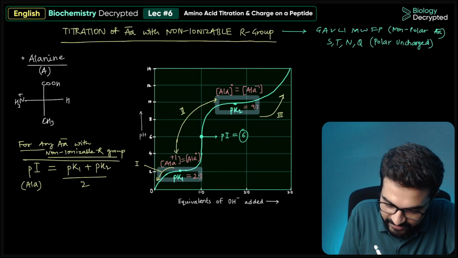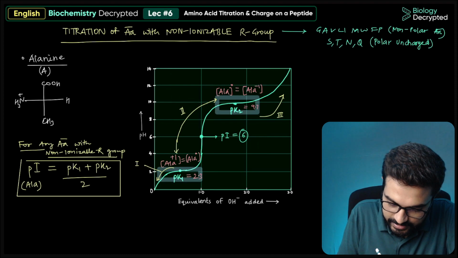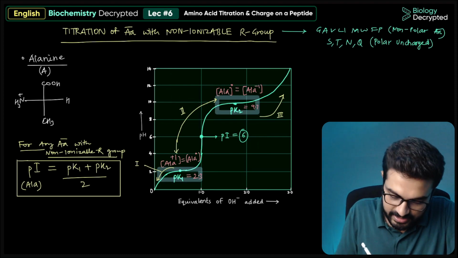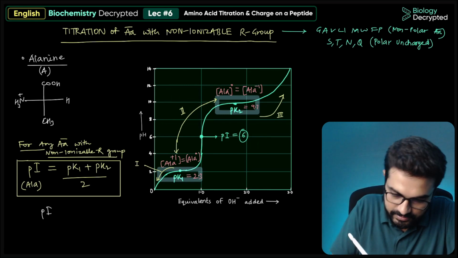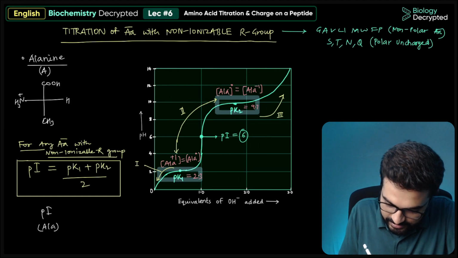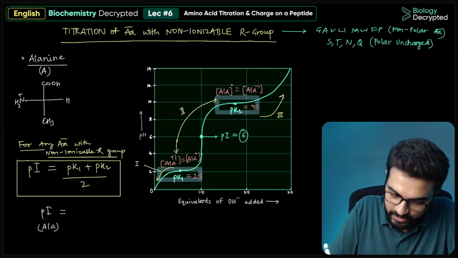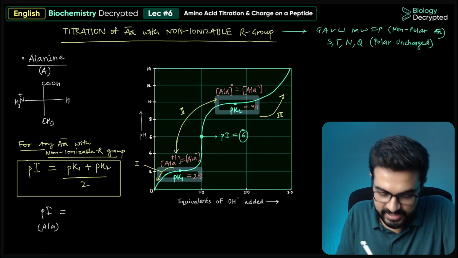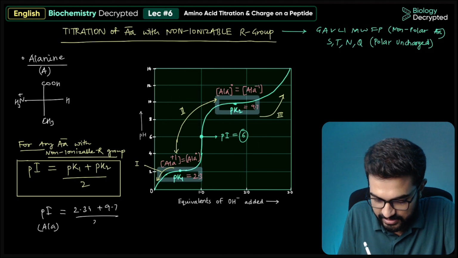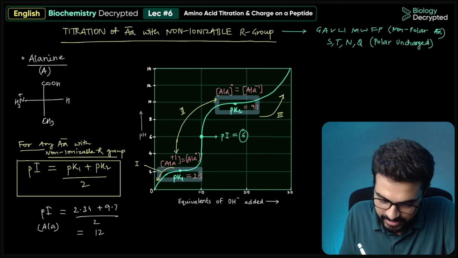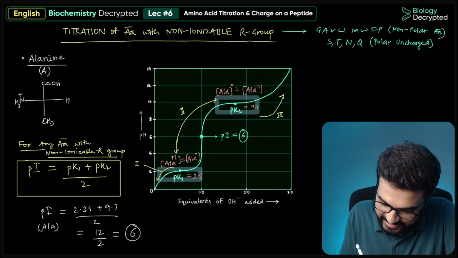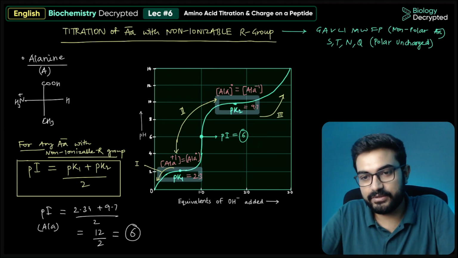It's the average of both, and it's very simple. This is how we calculate it. Let's talk about alanine here. This is a general case, and for alanine the value of PI is pK1 plus pK2 divided by 2. pK1 is around 2.34 and pK2 is around 9.7, divided by 2. So the sum is approximately 12, and 12 divided by 2 is 6. This is the value of your PI. This is how you calculate your PI.